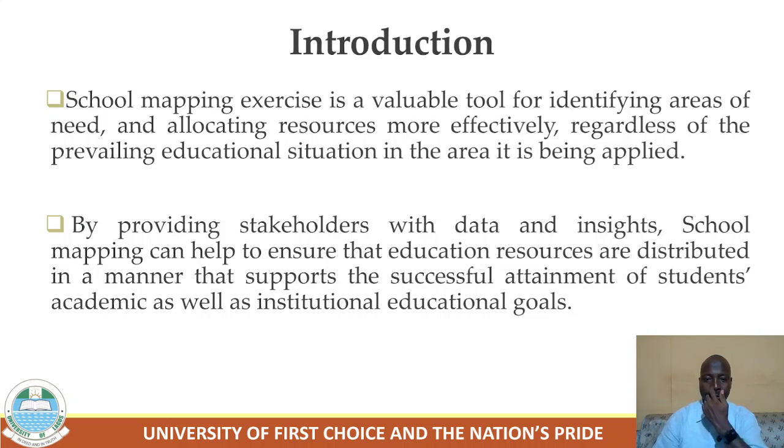And basically, when we are talking about application of a school mapping exercise, there are five major areas that we always consider. The first one is educationally advanced areas, educationally disadvantaged or backward areas, areas undergoing structural reforms, sparsely populated areas, and of course, densely populated areas.